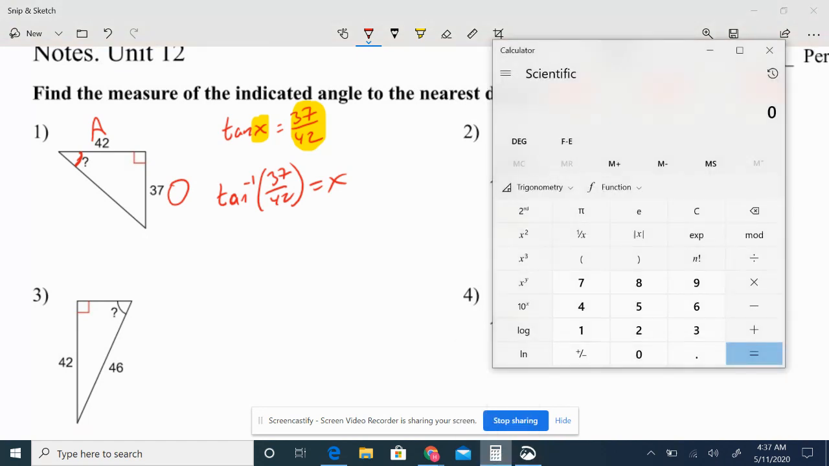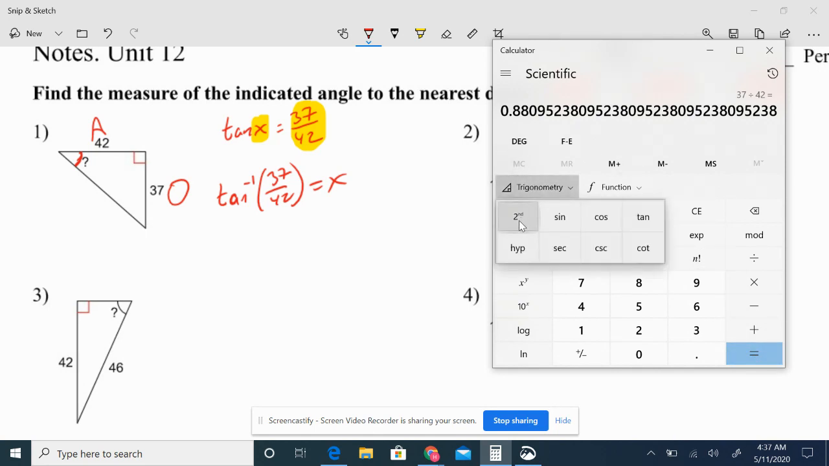All right, so let's take a look. I'm going to grab my calculator. Make sure you have it on degrees. See what I have here? You could have it in radians or gradients. Make sure you have it on degrees. In my case, I have to press the fraction first. So I'm just going to go 37 over 42. It gives me a decimal. 37 divided by 42 gives me a decimal.